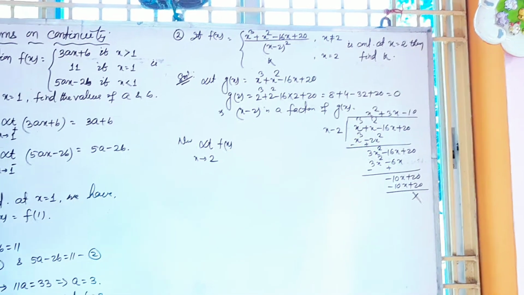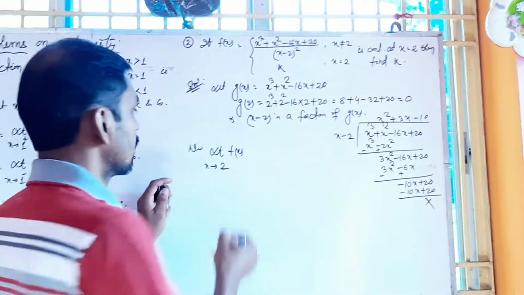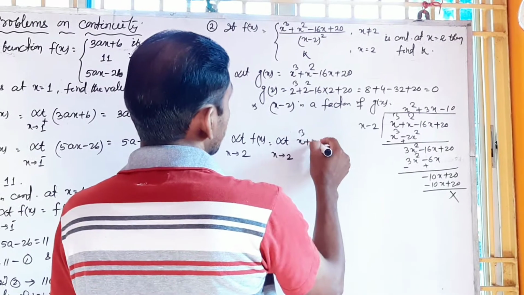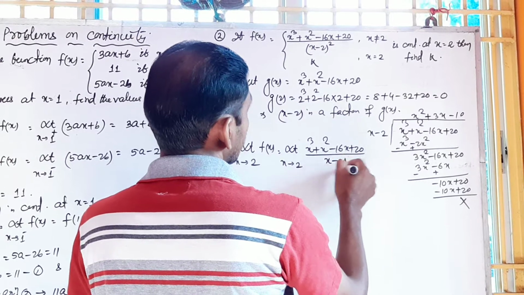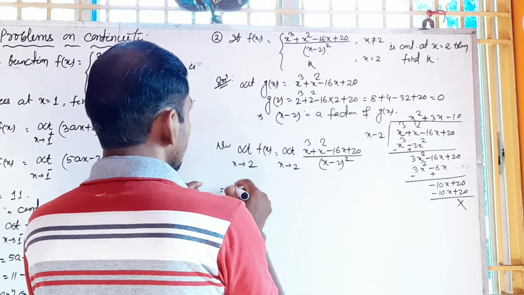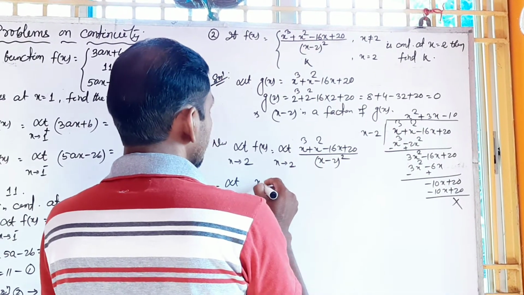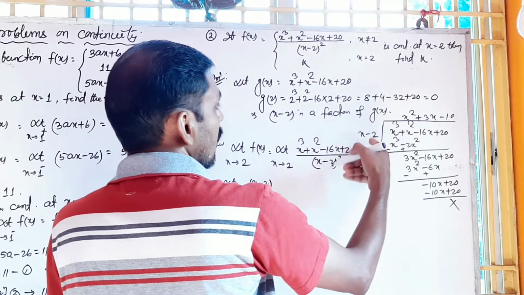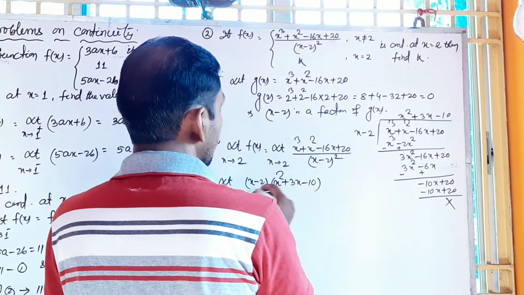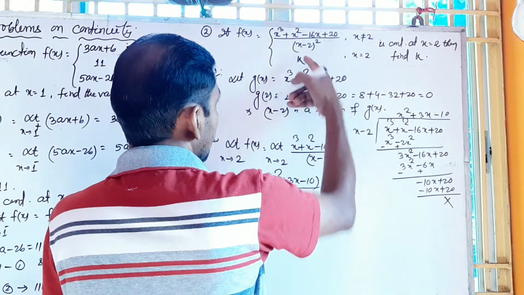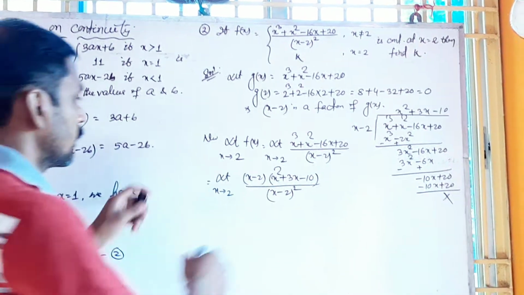Here we will not find the left hand and right hand limits individually, directly. x cube plus x square minus 16x plus 20. So you can write the limit as x tends to 2. This value can now be written as x minus 2, the divisor, into the quotient x square plus 3x minus 10, whole divided by x minus 2 whole square.